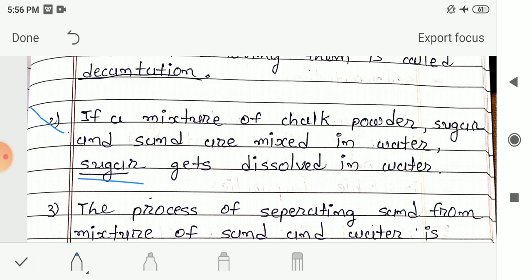The three options are given to you, that is chalk powder, sugar and sand. So in these three, chalk powder and sand are not dissolved in water, they are insoluble substances in water, and sugar gets dissolved in the water. It is a soluble substance in water. So here your answer is sugar.